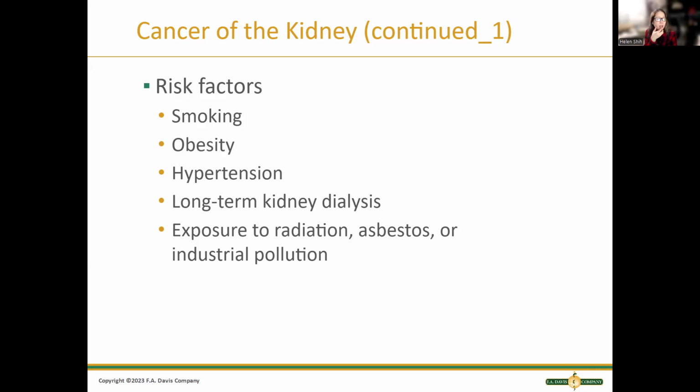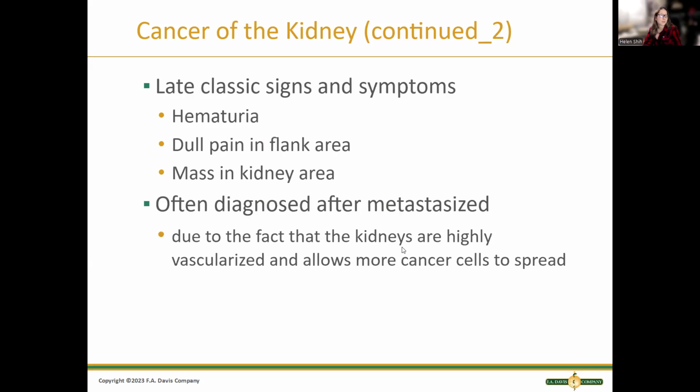Then you are generally on long-term kidney dialysis, because when you have cancer of the kidney, that kidney is no longer functioning. We could have exposure to radiation, asbestos, or industrial pollution, because again, these are all things that sometimes end up in the kidneys as we try to get rid of them from our bodies. And the exposure of the kidneys to these pollutants is what causes the cells of the kidneys to mutate and become more cancerous, just like how it caused the urothelial cells of the bladder to mutate as well.